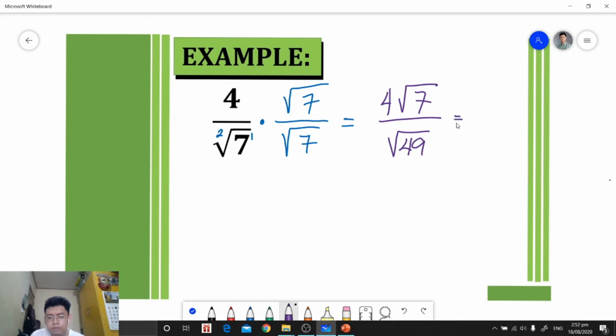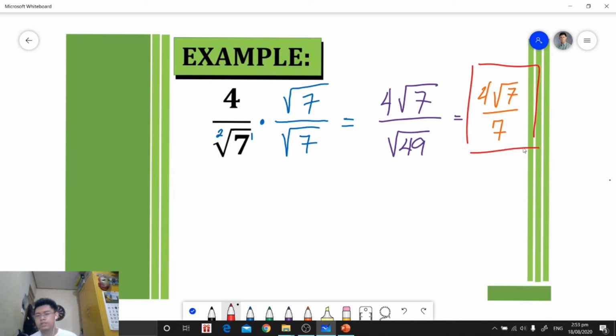Now let's simplify. What's the square root of 49? That is 7. Therefore, we will have this. Now, question, can we cancel out 7 and 7? No, because 7 is not inside the radical symbol, so we cannot apply dividing radicals. So our final answer will be 4 square root of 7 over 7.